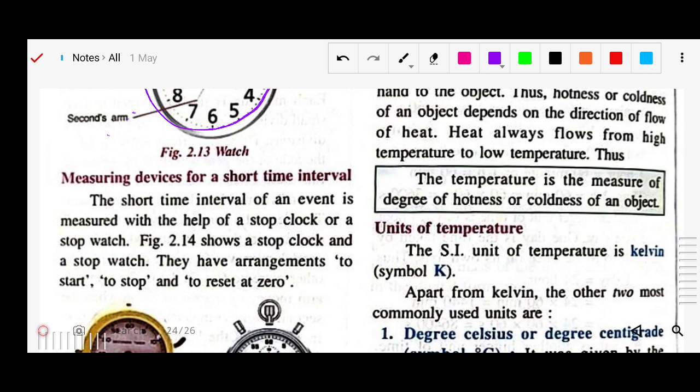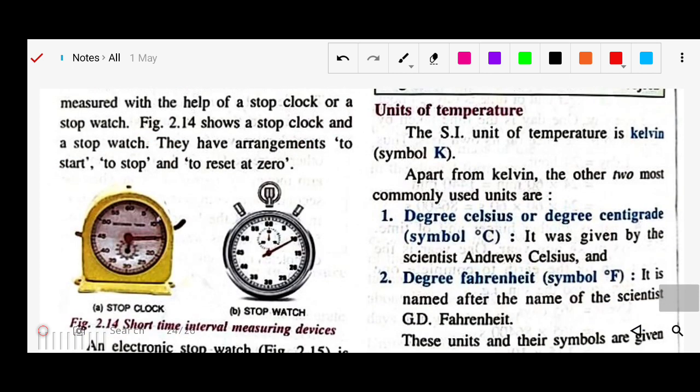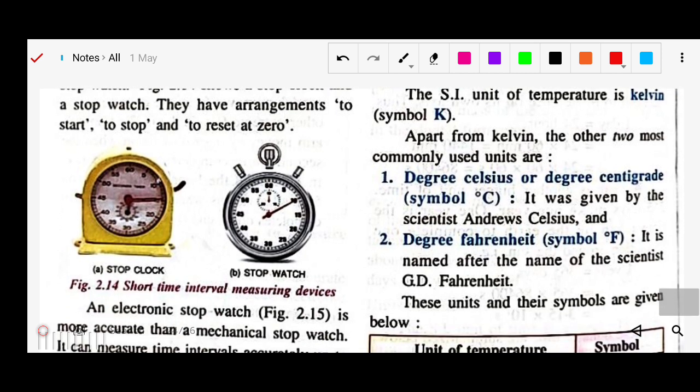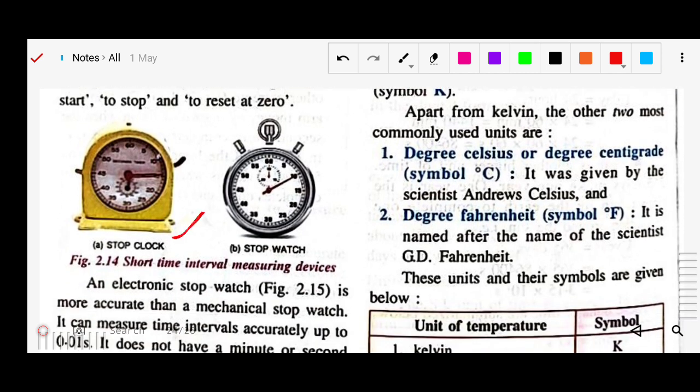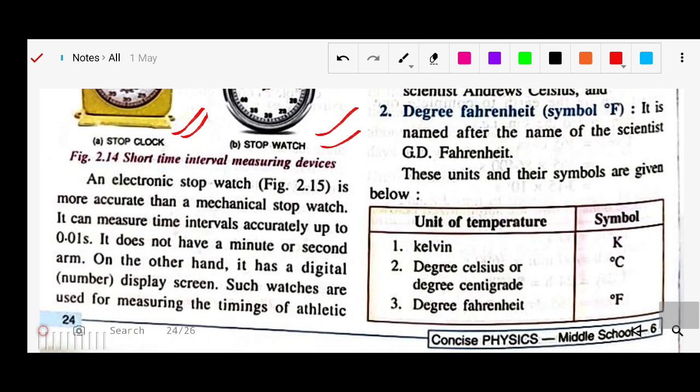Next is measuring devices for short time intervals. These clocks measure time from 1 minute to 12 hours, right? Because markings are there up to 12 hours. Now if you have to measure a short interval, just a few seconds or a few minutes, we have some different devices, which are called short time interval measuring devices. Some devices are called a stop clock, and this is a stopwatch. These are used by sports persons, to see how much time it has taken.